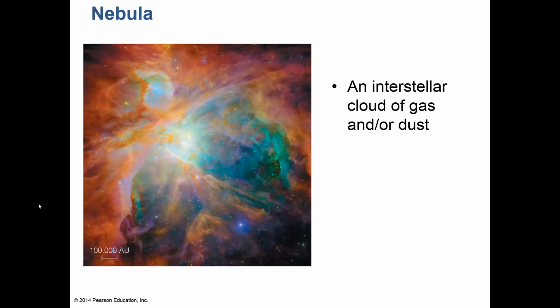When we get away from the solar system, we can look at what we call interstellar space. And we can find nebula. Nebula is Greek for cloud. And so here's a beautiful picture of the Orion Nebula. This is what's seen in the winter sky, and it's basically a cloud of gas and dust that's in interstellar space.